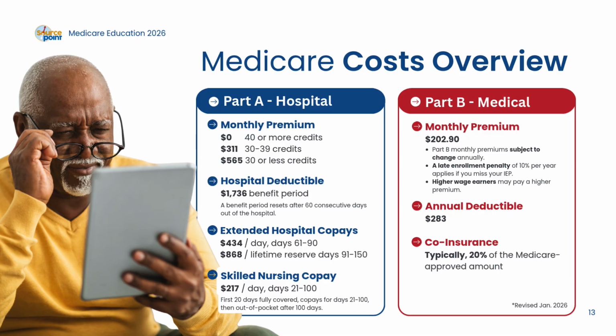Part B services have an annual deductible that may change annually. Once you've met this deductible, Medicare covers 80% of the approved amount, and you pay the remaining 20%. Lab charges are typically covered at 100% and don't count toward the deductible. However, fees for lab draws or venipuncture may be subject to the deductible.